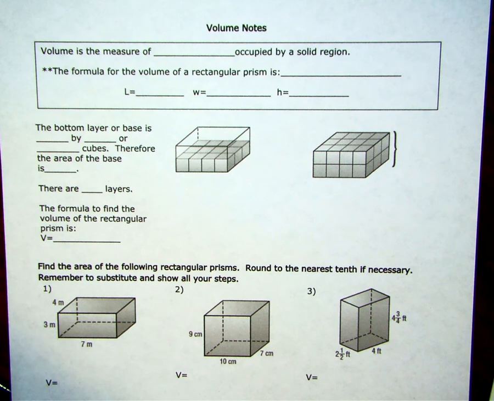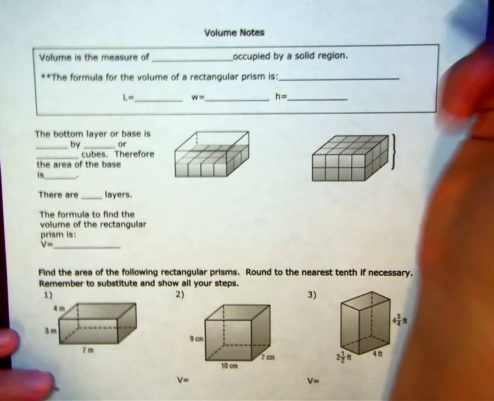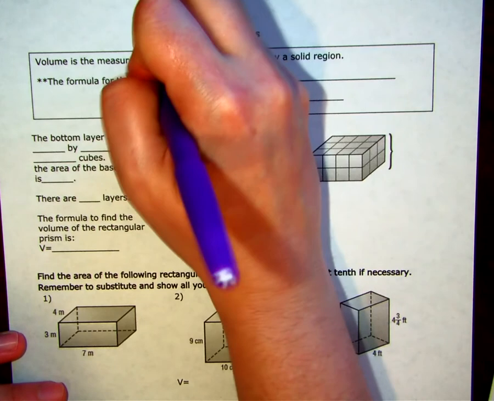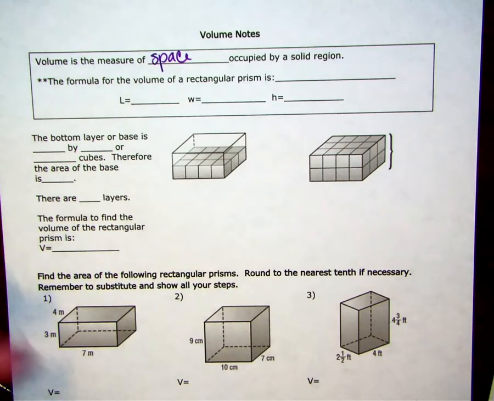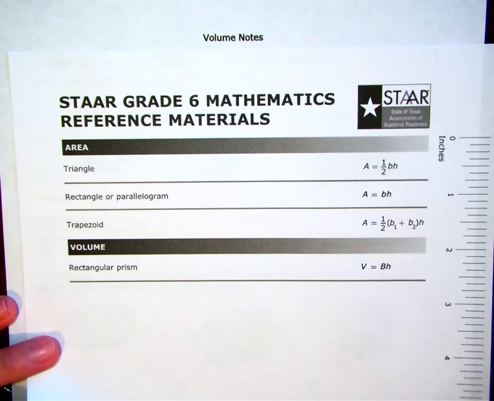Okay, so volume is the measure of space occupied by a solid region. So it's the space inside the region. So if it's a box of cereal, it's everything inside that box of cereal. It's a box of tissue, it's inside the tissue. The formula for volume of a rectangular prism, even for a cube, it's the same thing.